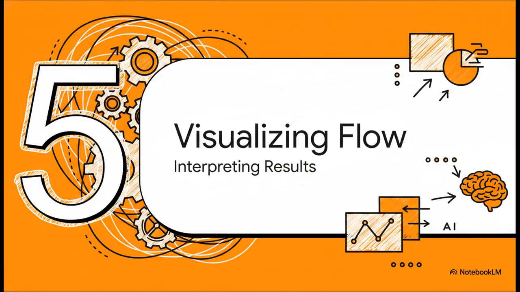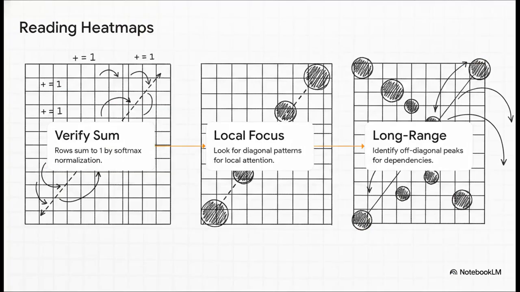And finally, Section 5, Visualizing Information Flow. How do we actually make sense of all these mathematical results? Well, the simulator generates these fantastic 20 by 20 attention heat maps, and there's a specific trick to reading them. First, verify that the rows sum to 1, thanks to softmax normalization. Second, you want to look for diagonal patterns. Those show the model's local focus, where a token is paying attention to itself or its immediate neighbors. And third, keep an eye out for off-diagonal peaks. Those highlight the really cool long-range token relationships happening within the sequence.